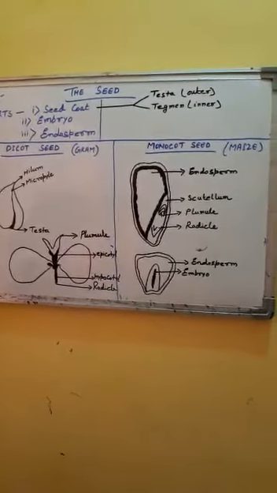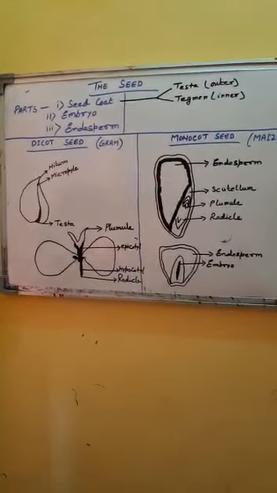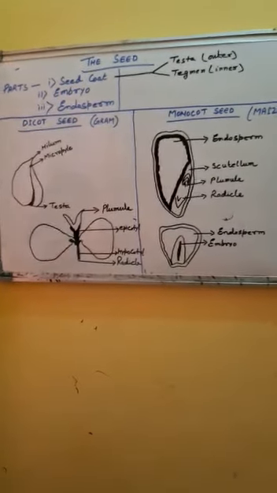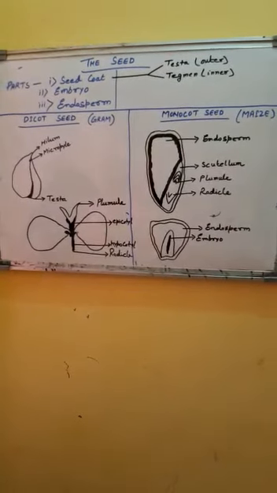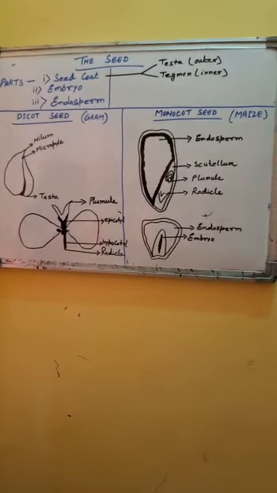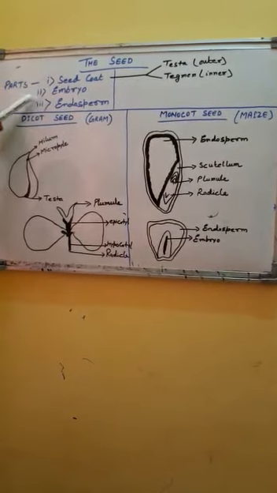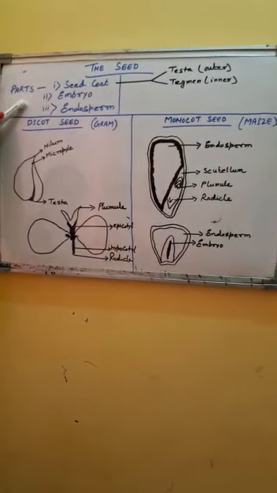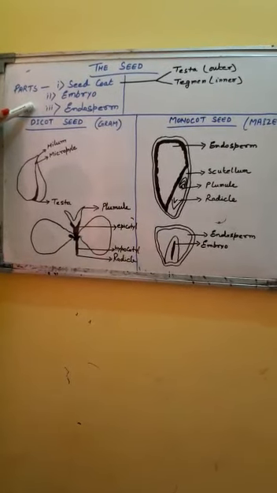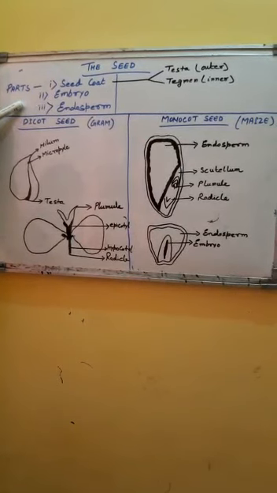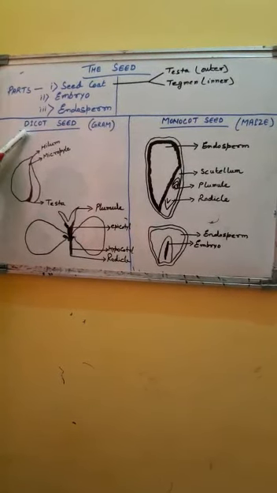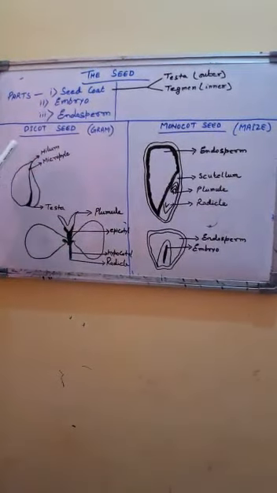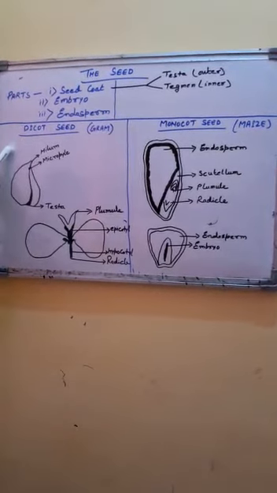Monocot seeds are mostly endospermic, means they have endosperm and such seeds are called endospermic. Example, wheat, rice and coconut. So these are the typical parts of the seed: seed coat, embryo and endosperm, no matter whether the seed is dicot or monocot. Now let's study in detail the structure of a typical dicot seed and then the structure of a typical monocot seed. So let's start with the dicot seed.